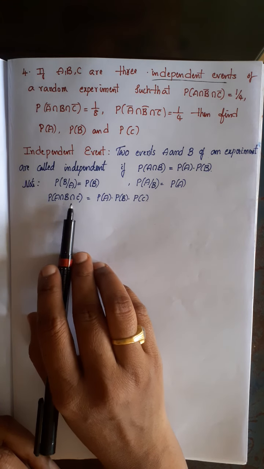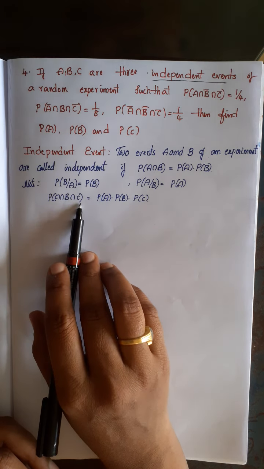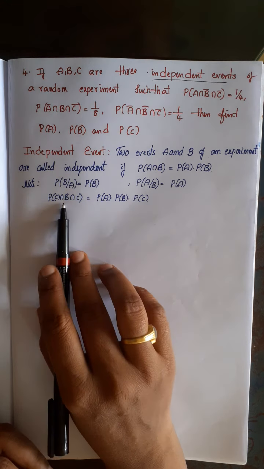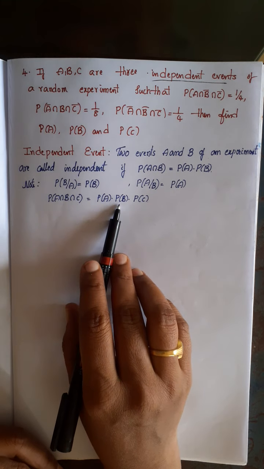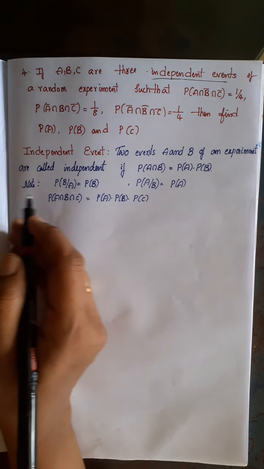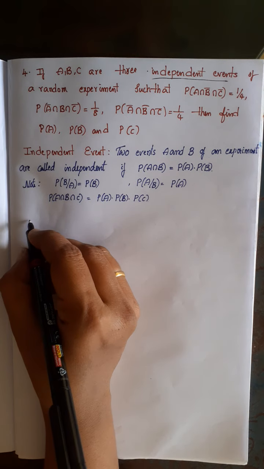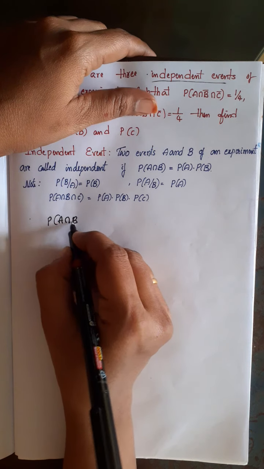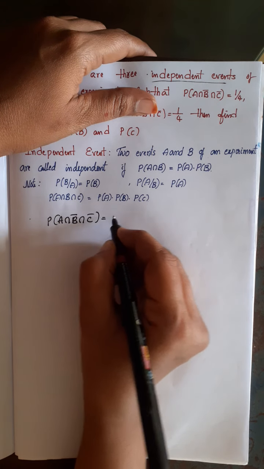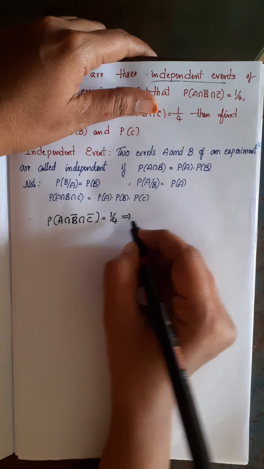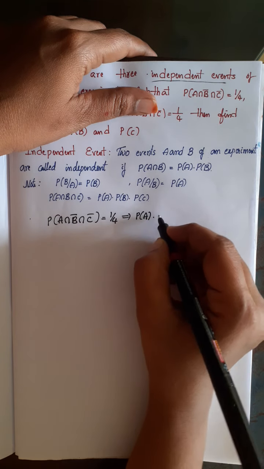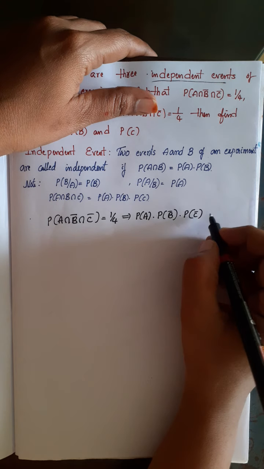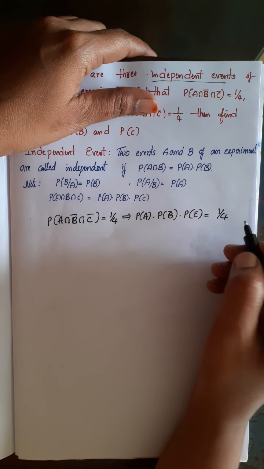And P of A intersection B intersection C, if they are independent events, directly you can take P of A into P of B into P of C, intersection becomes multiplication. So here you have first one, what is the given thing? P of A intersection B complement intersection C complement is equal to 1 by 4. That is nothing but P of A into P of B complement into P of C complement, these are independent events so intersection becomes multiplication, is equal to 1 by 4.